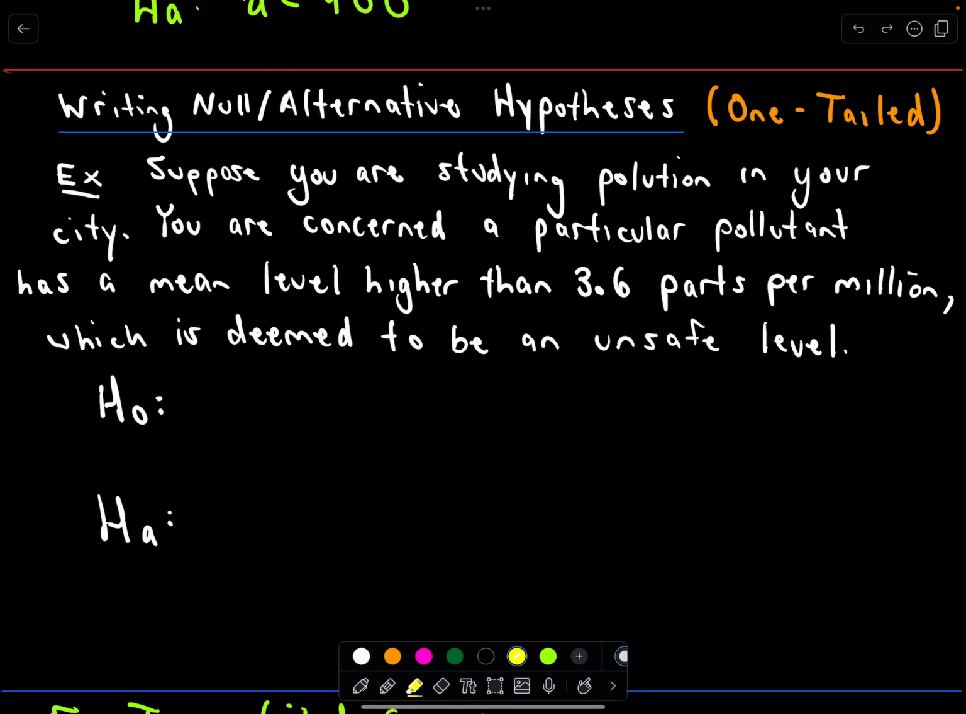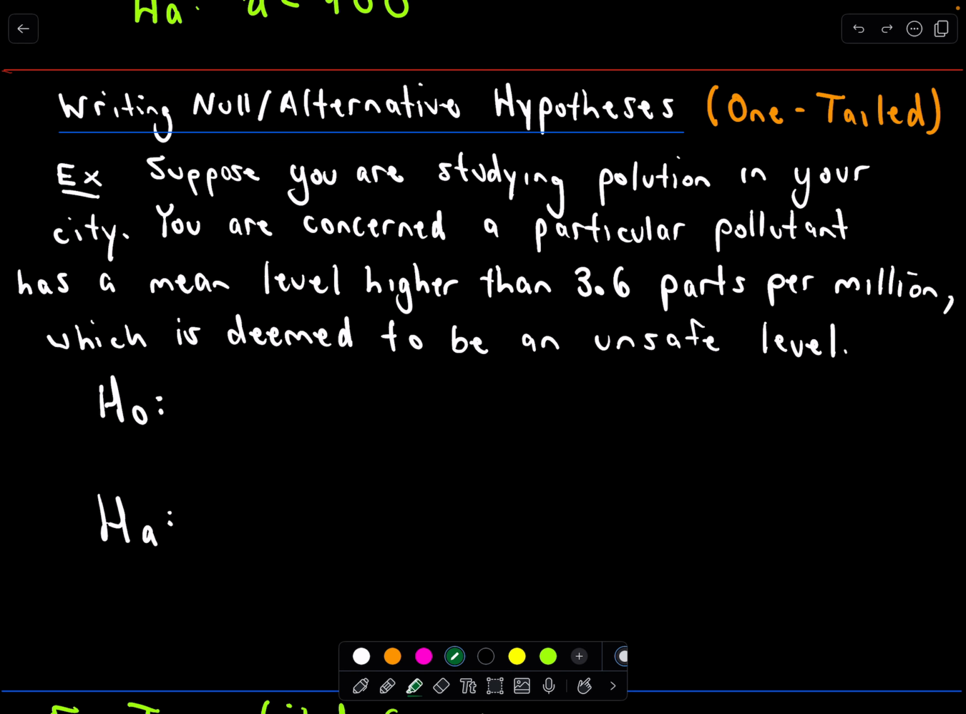So let's look at a couple more examples of writing null and alternative hypotheses before we actually do this example. I know you're like, darn it, Patrick, let's just do this example. I just want to do 2 more examples of writing these null and alternative hypotheses, and then we will complete that. So suppose you're studying pollution in your city, and you're concerned a particular pollutant has a mean level higher than 3.6 parts per million, and that's determined to be an unsafe level. So what things are you going to study? You want to think about both the null hypothesis and the alternative hypothesis.